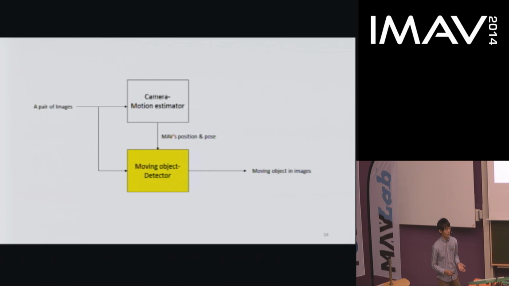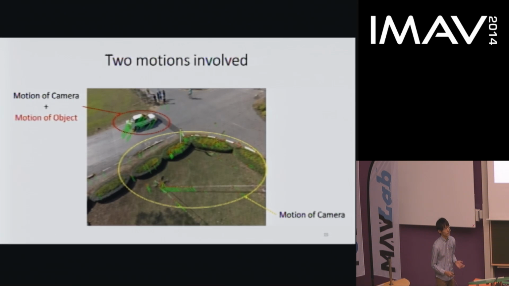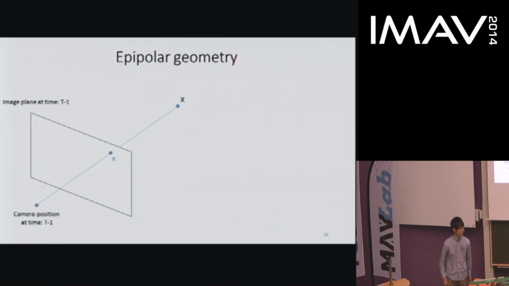Next, I'd like to explain the moving object detector part. This part is one of the most important parts in our approach. As I mentioned, for moving object detection from a MAV, we must distinguish these two kinds of motions. For this purpose, we use multiview geometric constraints. The first constraint we use is the epipolar geometry.